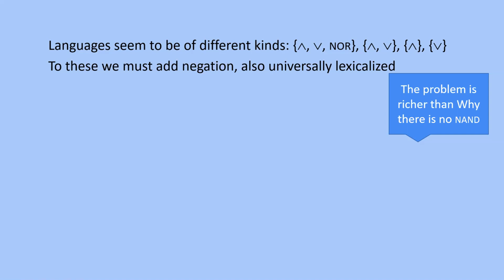Not just that, there's also the problem that must be explained. It is also why, for example, nor does not occur alone. Why, in other words, the operators that do exist come around in the combinations that they do.